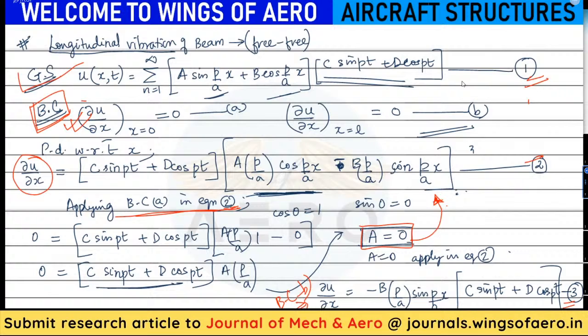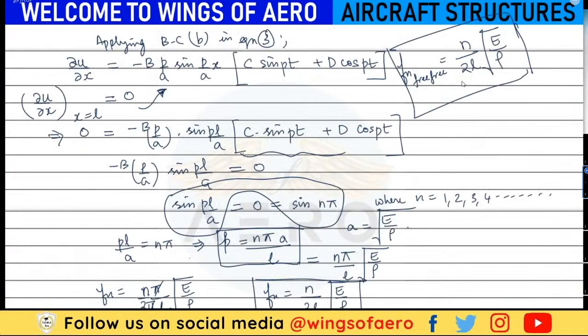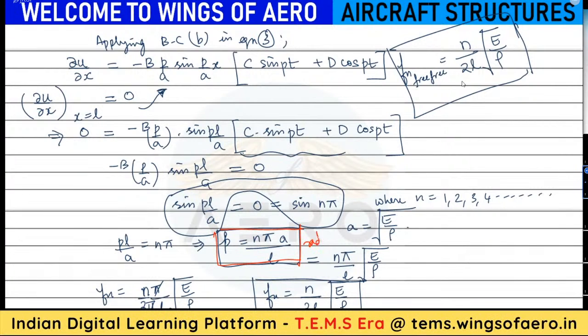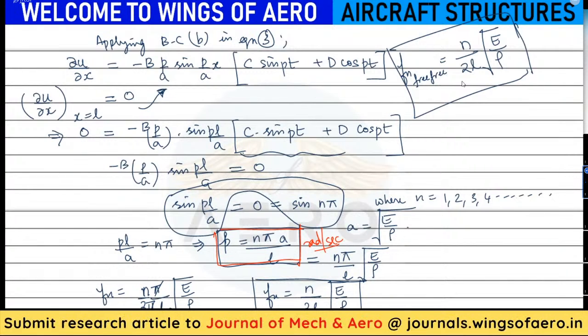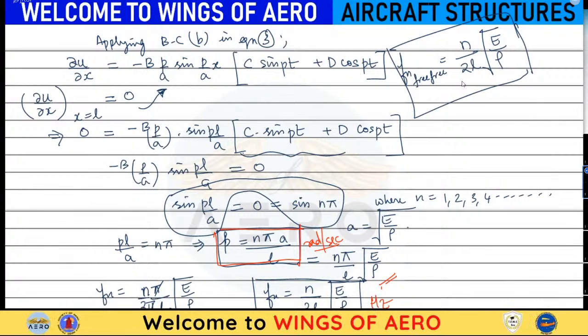After applying this boundary condition, I attained my frequency. That is this value I got. p is in terms of radian per second. The value of a I have just converted. a is root over E by rho, right? Which I then simplified in terms of hertz. This is in terms of hertz, and I got this value.